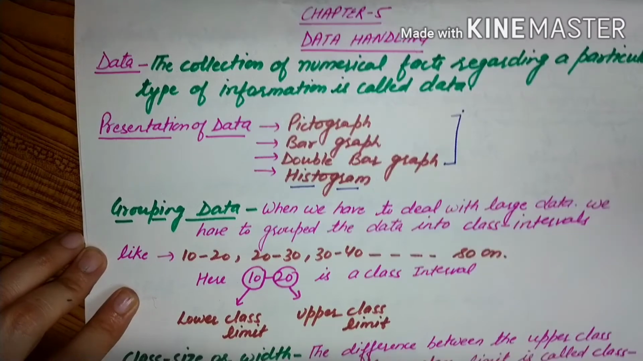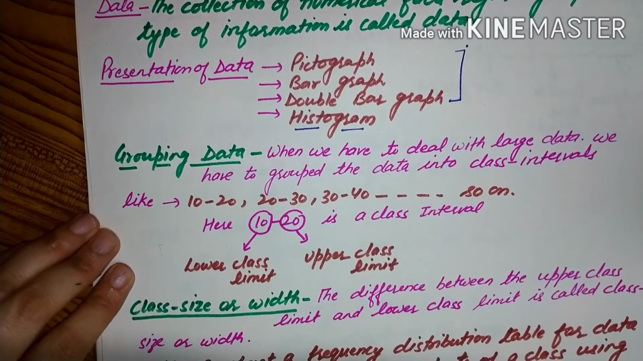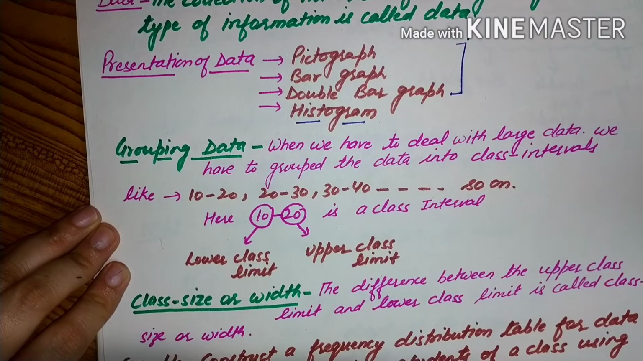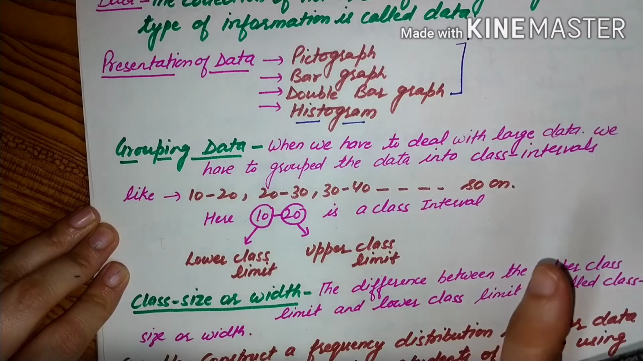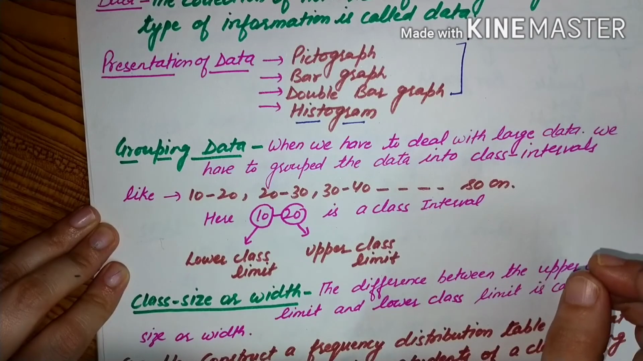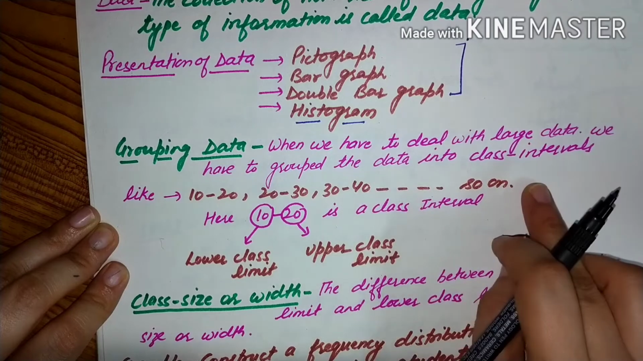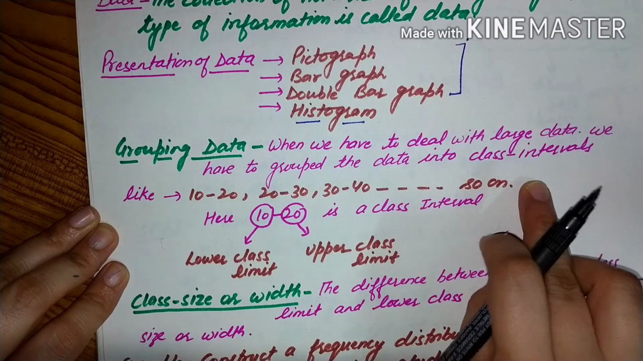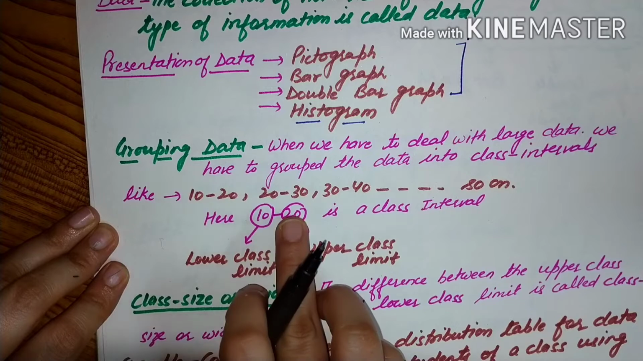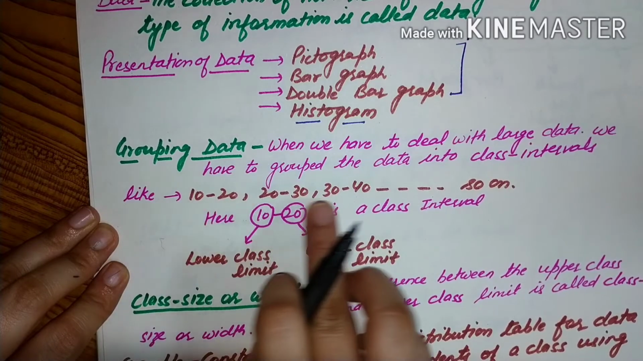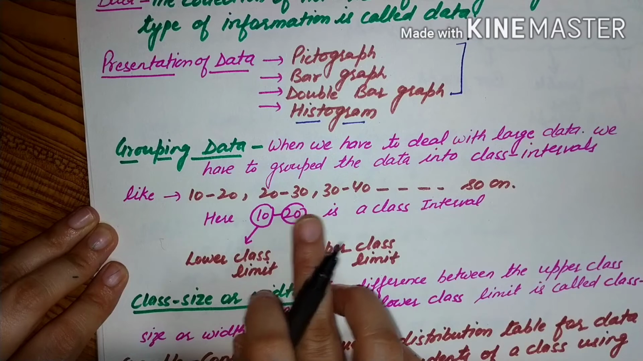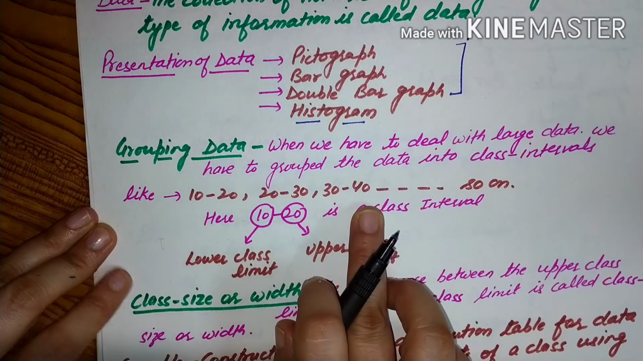So for that, we need to group the data. How can we group and why should we group? Because when we have to deal with large data, if the data is small, then no problem. But if the data is large, then we have to group the data into class intervals like 10 to 20, 20 to 30, 30 to 40. These are called class intervals.